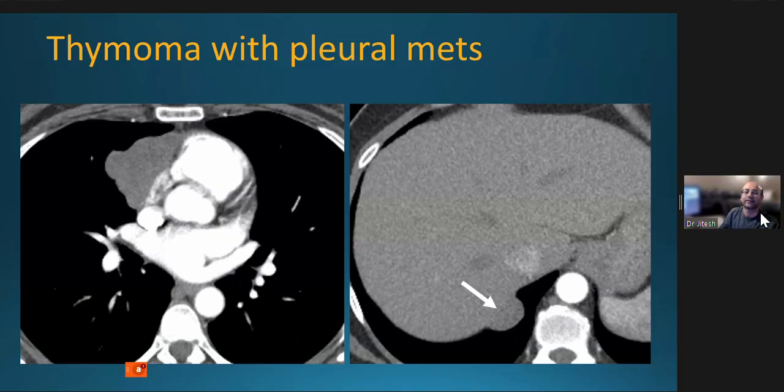If we do not have any lymphadenopathy, no disease outside the chest, we are just seeing a prevascular mediastinal mass, which looks lobulated or invasive, along with the pleural nodules. So we can call this most likely thymoma with pleural mets or drop mets, right? So this is a patient with thymoma with drop mets.